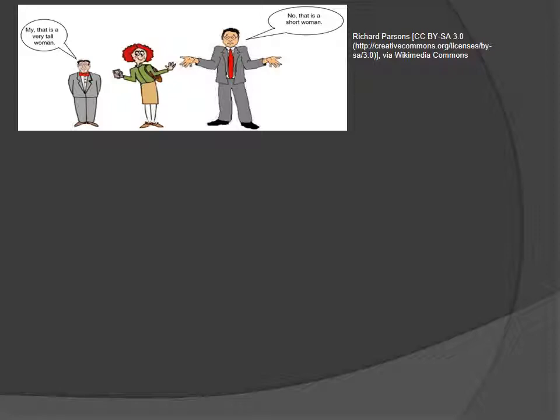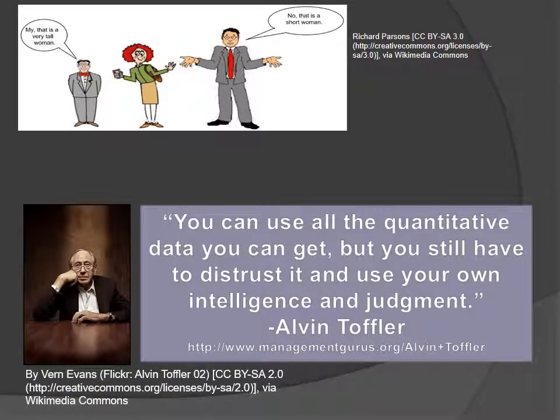We also have to remember we have to interpret our results with caution. We see that the first man on the left says, "My, that is a very tall woman." The first man on the right says, "No, that is a short woman." People still have their own perspectives and their own biases as they're completing qualitative, quantitative studies, and we have to keep that in mind. So you can use all the quantitative data you can get, but you still have to distrust it and use your own intelligence and judgment.